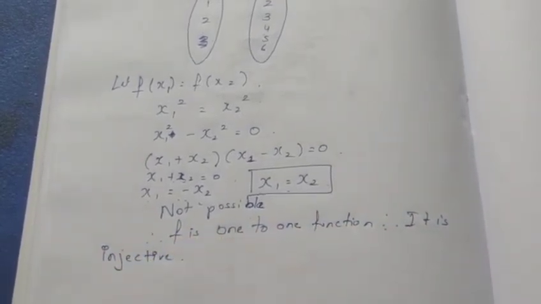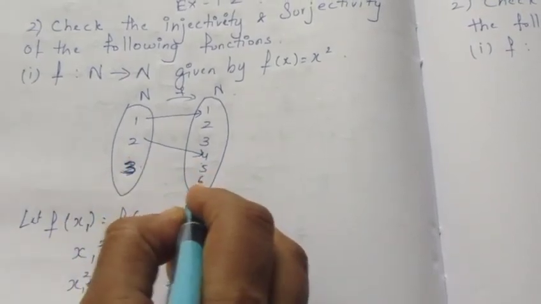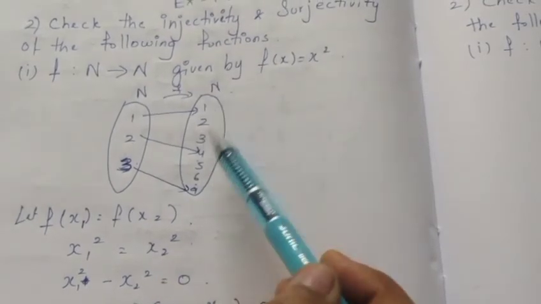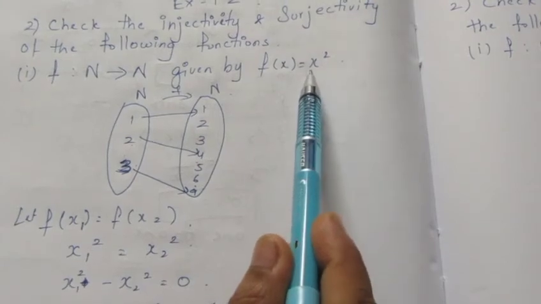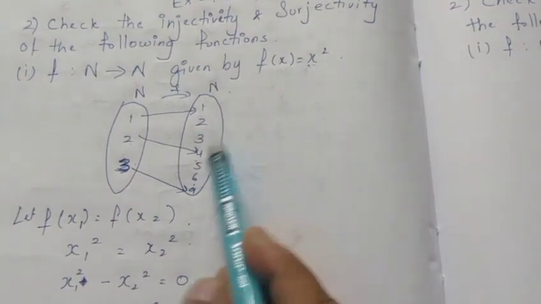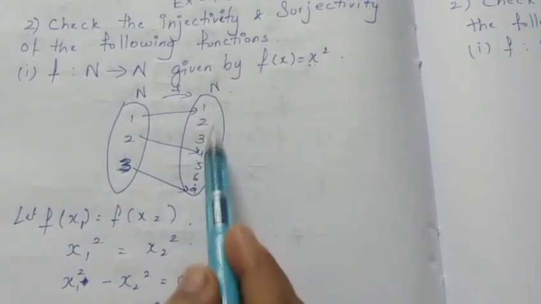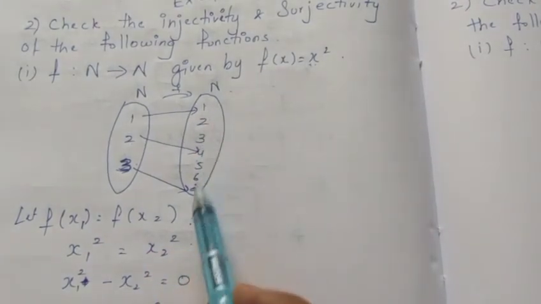Let us prove for surjective. For surjective, let me take this. Here 1 square is 1, 2 square is 4, and 3 square gives 9. Now the range here becomes 1, 4, 9. That is, everything will become square numbers because the function here is a square. So seeing this, we get only square numbers. So your range is square numbers, but your codomain is natural numbers.